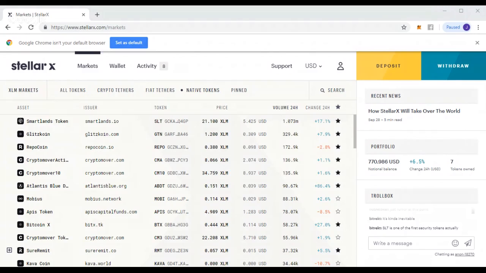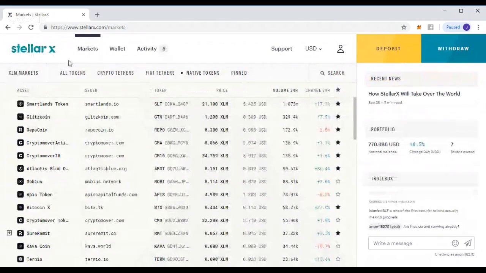What's going on? I'm going to be doing a short tutorial showing how to purchase the Smartlands token, which has seen significant growth over the last couple of days on the StellarX decentralized market, because it's not really an exchange, it's more of a market. So what we're looking at right now is the StellarX decentralized market.